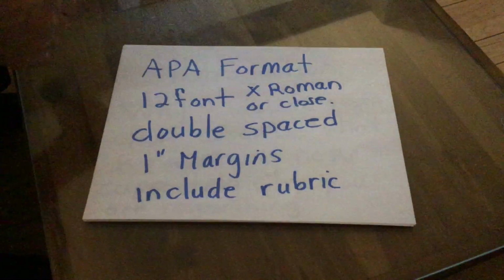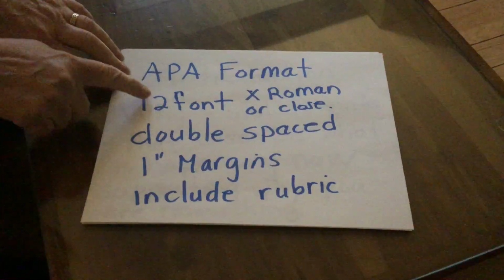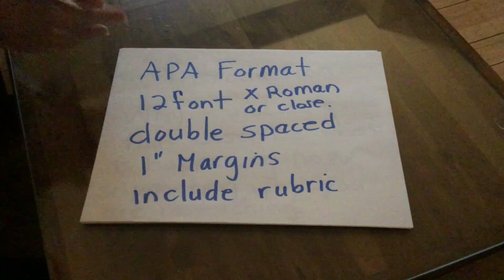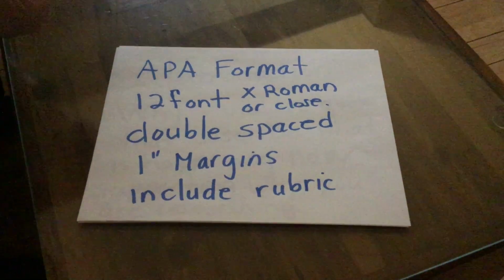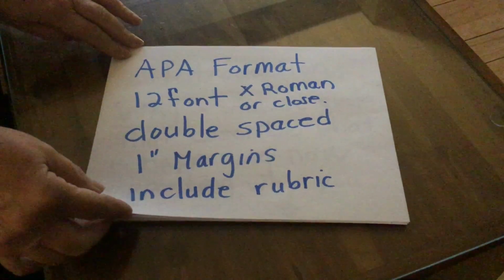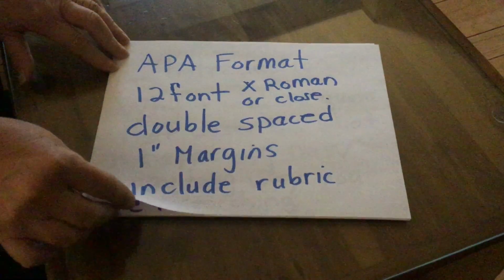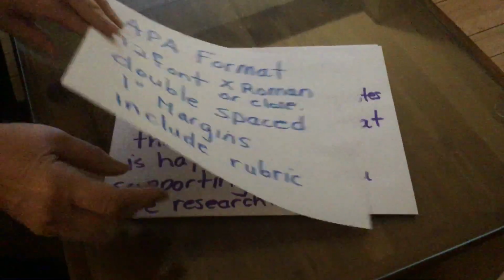Remember, it's APA format, and the 7th edition suggests 12 font, but it can be Times New Roman, or it can also be something close to that, like Arial. So they've given us options now in APA 7th. It's double spaced, 1-inch margins, and the rubric at the end, which I'll show you, please make sure you attach it to your paper when you hand it in.